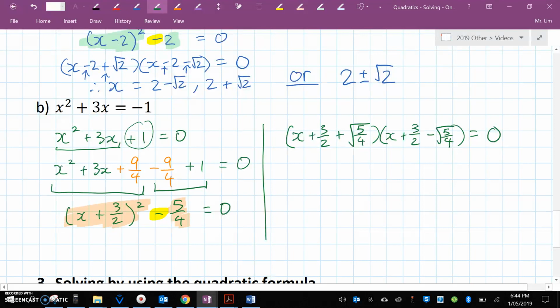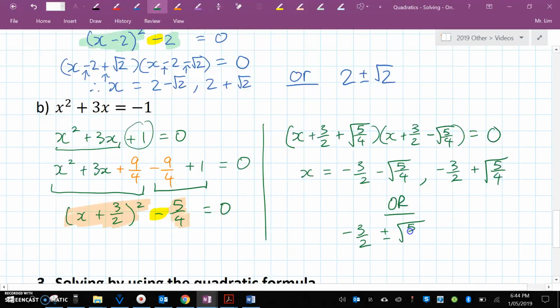Now that it's fully factorized, we can say x is equal to minus 3 over 2 minus the square root of 5 over 4, or minus 3 over 2 plus the square root of 5 over 4, which we can rewrite as minus 3 over 2 plus or minus the square root of 5 over 4.